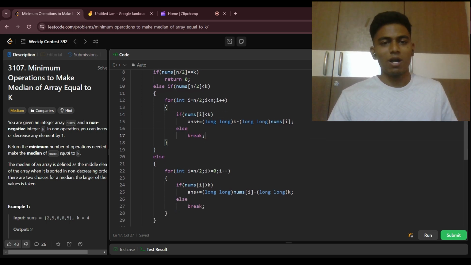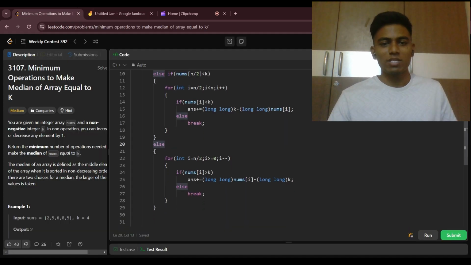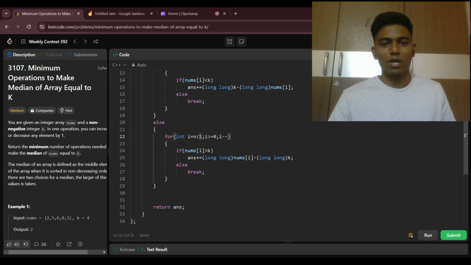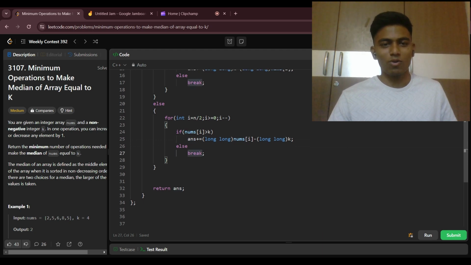And then there can be another case where the middle element is greater than k. For this, we are going to consider the left of the median. For this we start from i equal to n by 2, and then decrease with i minus minus while i is greater than or equal to 0 and nums of i is greater than k. Then we are going to decrease it to k. For decreasing it to k, we are going to do these many operations, decreasing by 1 by 1, and add it to the answer. At last we are going to break out of the loop, and then return the answer.